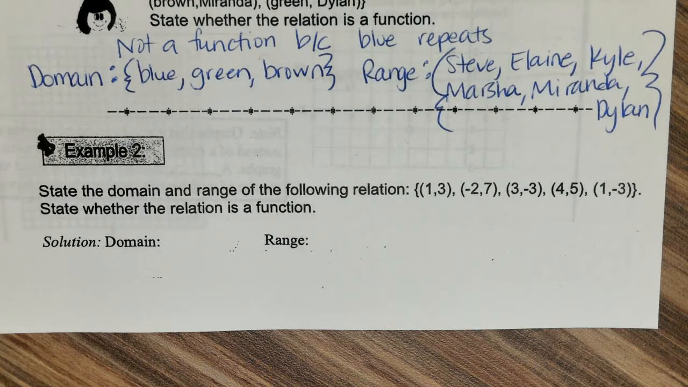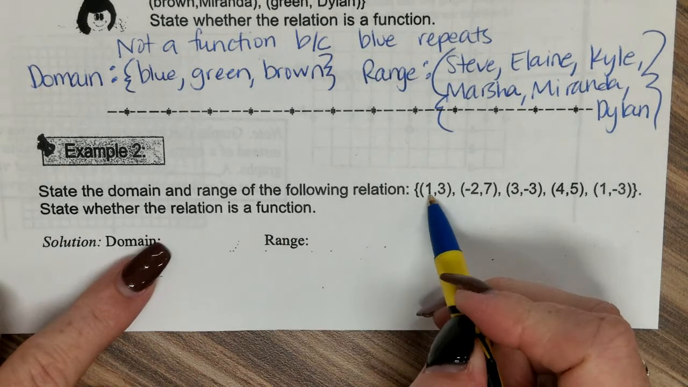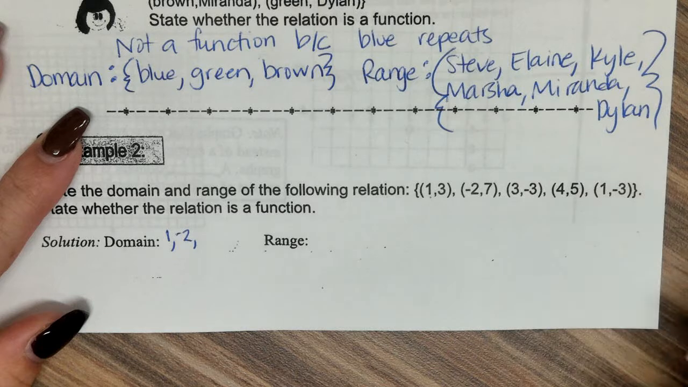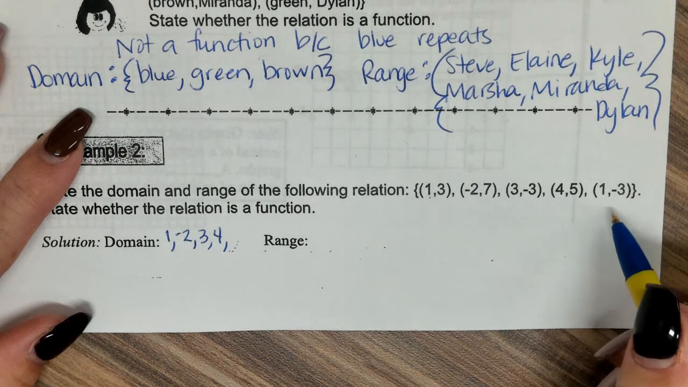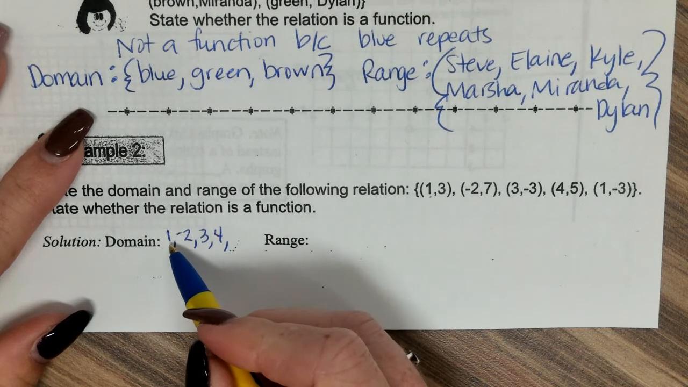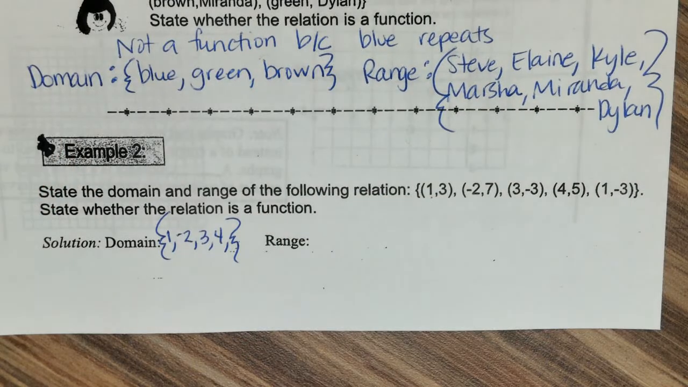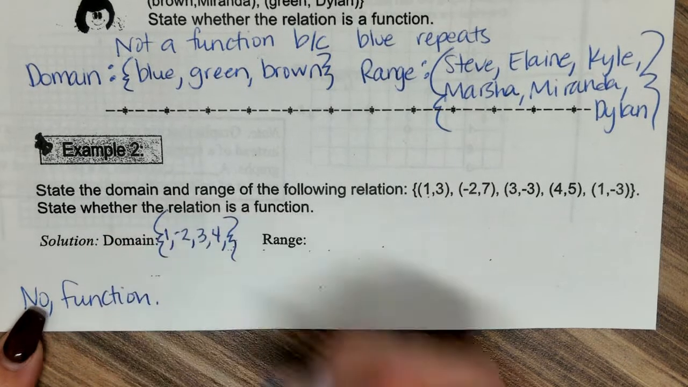All right, next example. State the domain and range of the following relation. Then state whether it is a function. So we're going to go through and list the domain. All right, what's the first domain? 1, comma. What's the next one? -2, comma. What's the next one? 3, comma. What's the next one? Do I rewrite 1 since I already wrote it? No. So that is my domain. And by knowing that 1 already repeated itself, is it a function? So no, not a function.